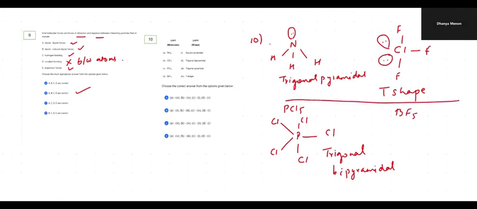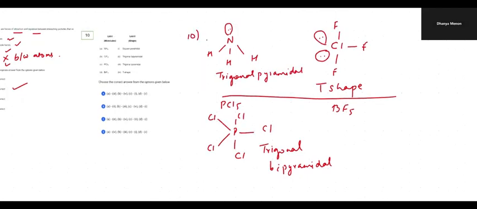BF5. You know how to find out the lone pairs, etc., right? So we have done it in the previous questions also. So I'm just giving the answer directly. So boron has one lone pair of electrons. So fluorine, fluorine, fluorine, it is square.